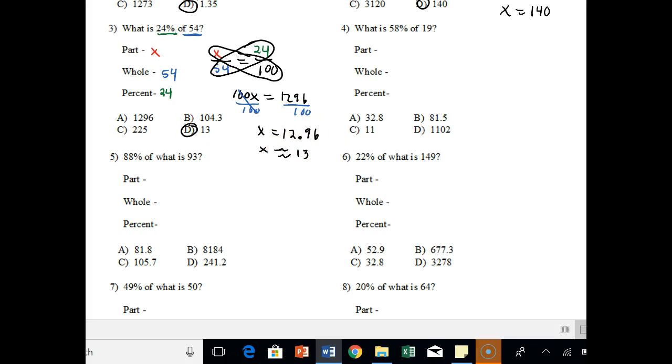So what does that mean? It means 13 is 24% of 54. And think about that. Half of 54, if you take 54 and divide by 2, is 27. So 50% of 54 would be 27. So it makes sense that 13, being a lot smaller than half of 54, is about 24% of 54.